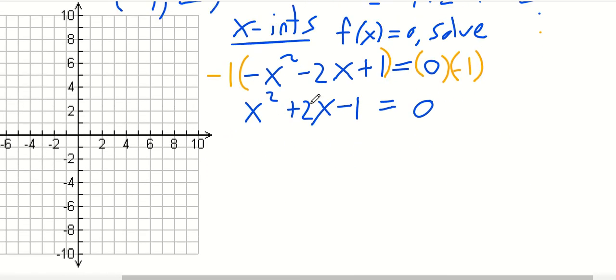So we get x squared plus 2x minus 1 equals 0. And now from here, you could try to factor this. Unfortunately, this one will not factor. So let's try to use the quadratic formula. A is 1, B is 2, and C would be equal to -1.